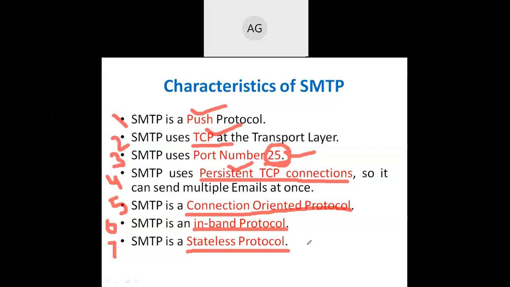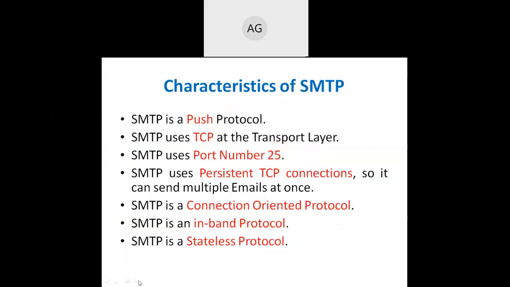So these are the characteristics of SMTP, and this type of question is mainly asked as a 2 marks question in your RTU examination. So all of you understand it. Just remember these important characteristics of SMTP. Just write in the chat box so that we can proceed further. Okay. So moving to the next slide.